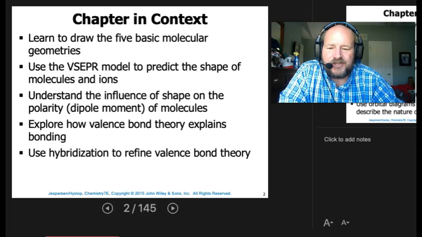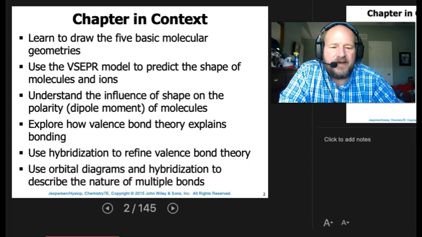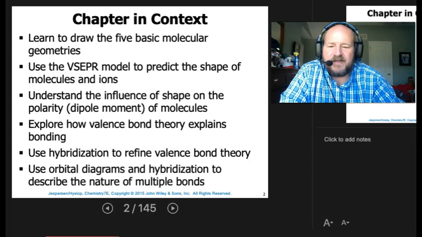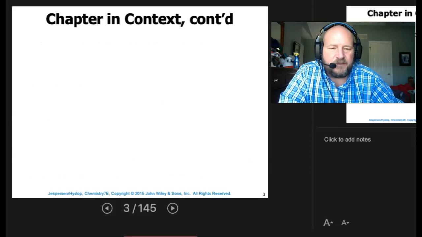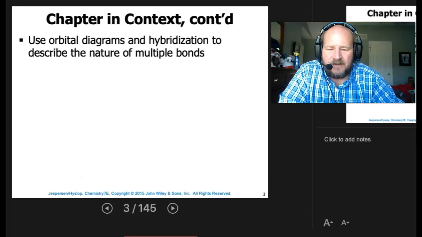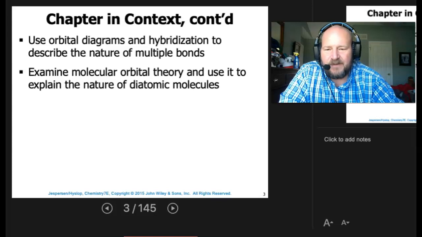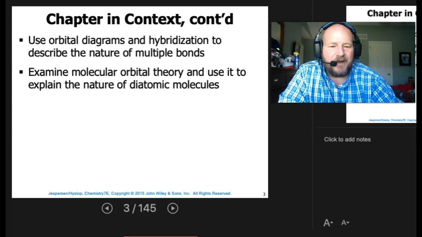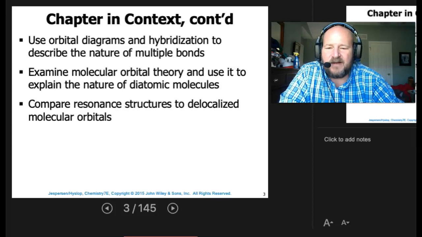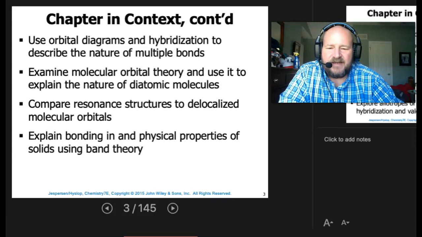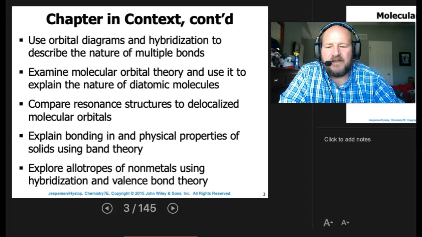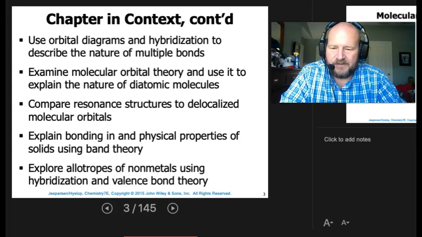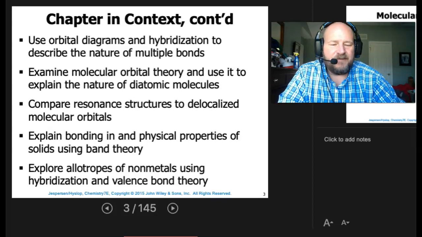We'll get into hybridizations and look at valence bond theory. And then we'll learn to use orbital diagrams and hybridization to describe the nature of multiple bonds, and then examine molecular orbital theory and use it to explain the nature of diatomic molecules. We'll then compare resonance structures to delocalized molecular orbitals and explain bonding in and physical properties of solids using band theory. And then finally, we'll explore allotropes of nonmetals using hybridization and valence bond theory.